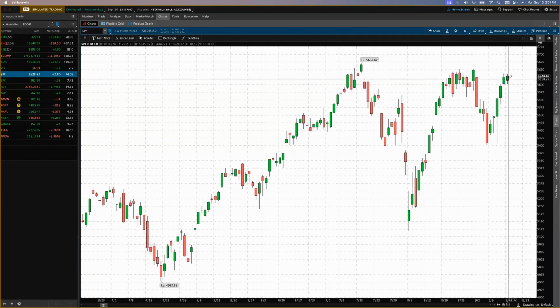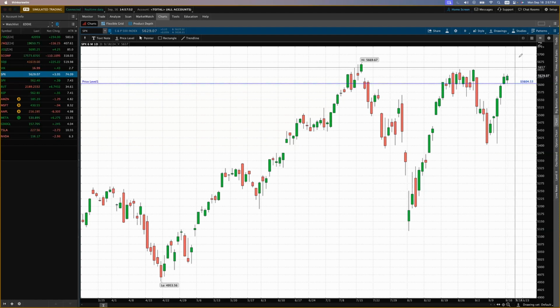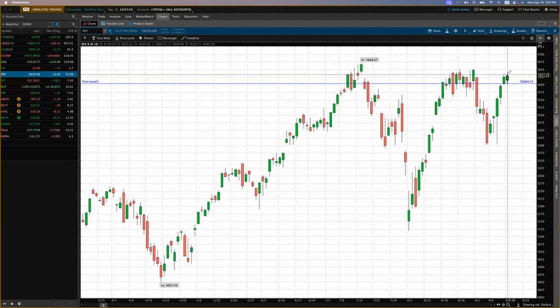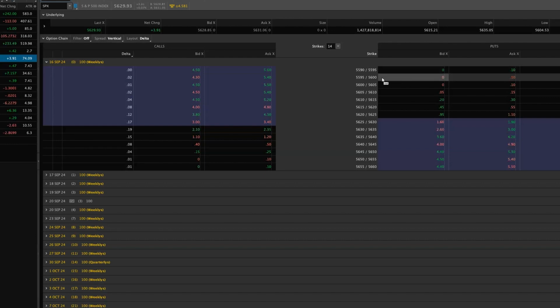This is the last candle. It is green. It's been moving up and down. Notice that the session lows today were at 56.04 and the highest we saw today was about 56.35. That gives us some sort of guidelines on what we can do with today's trade. Okay? And I'm going to be looking for premium around the 5600.